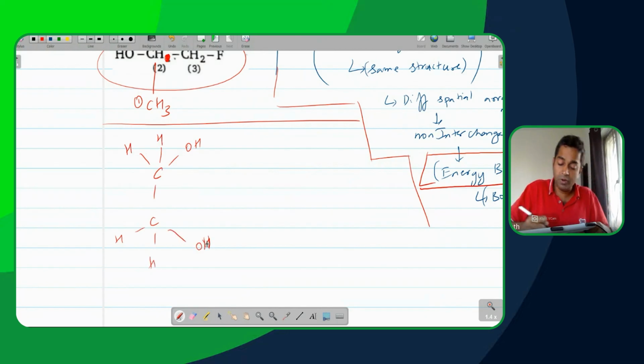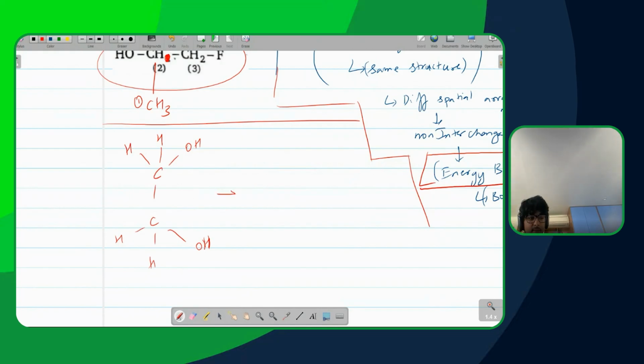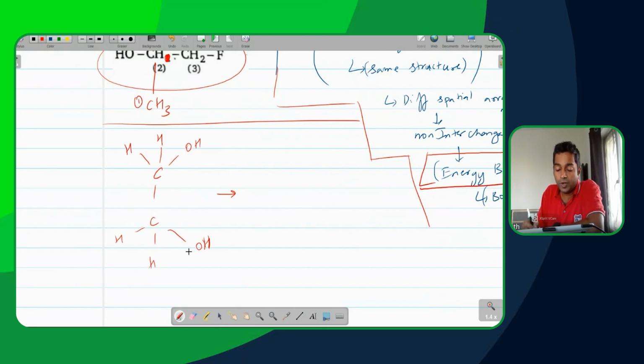This is the one you would have discussed in school, I suppose, right? Ethylene glycol. So in ethylene glycol, you're going to have the gauge conformation being the most stable one. Your question here is, why is it that the gauge is more stable? Why not the eclipsed? Why not the other ones?